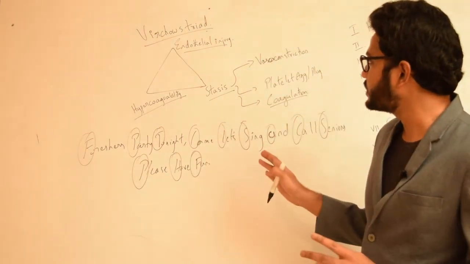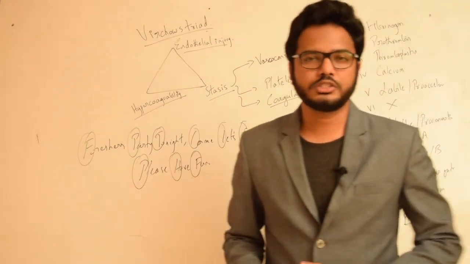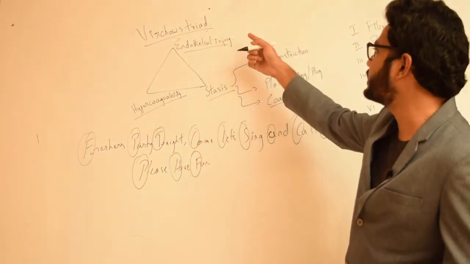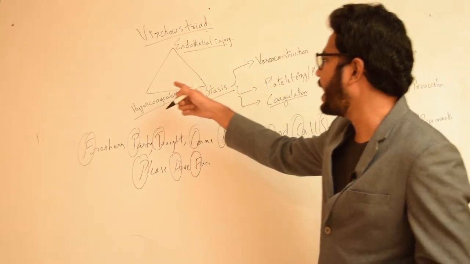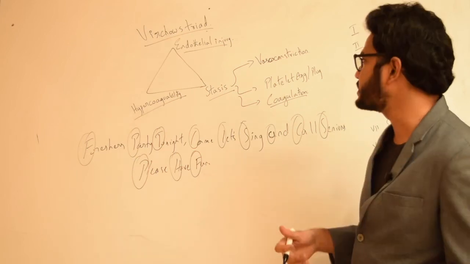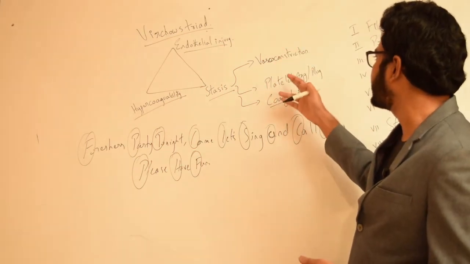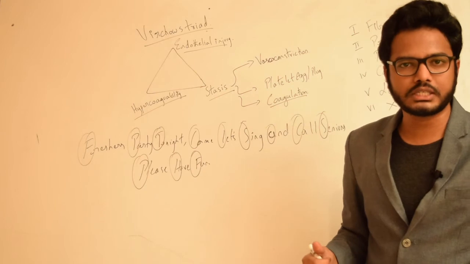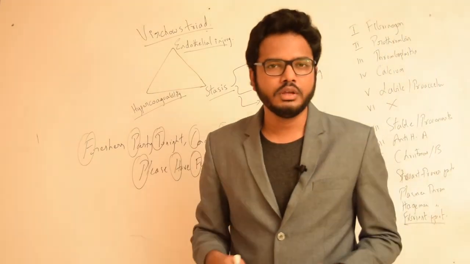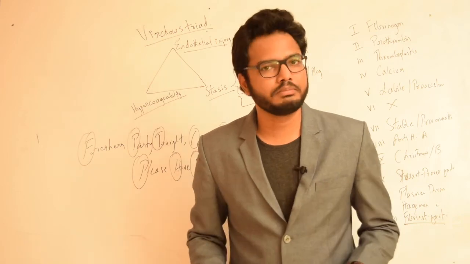To summarize all that we have discussed so far, Virchow's triad is a combination of three important factors: endothelial injury, stasis, and hypercoagulability. In hemostasis we have three important steps: vasoconstriction, platelet aggregate or plug formation, followed by coagulation. We'll discuss coagulation, the intrinsic as well as the extrinsic pathway, in the next video.